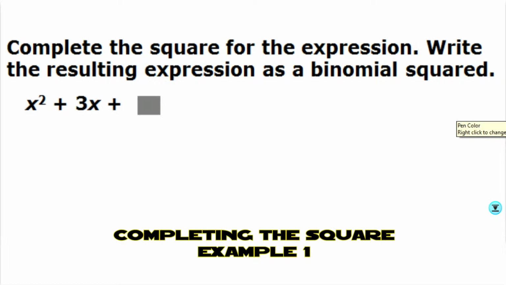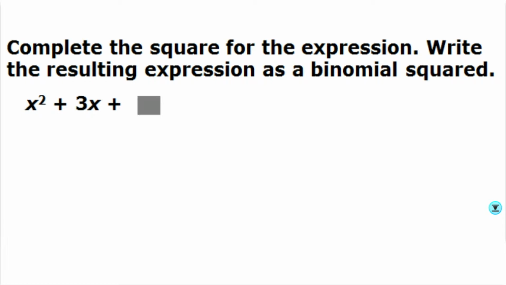Today we're going to look at a process called completing the square. What I want to do is make this a perfect square trinomial so that I can factor it into two like binomials. So to do completing the square, I have to look at this term, which is called the b term.